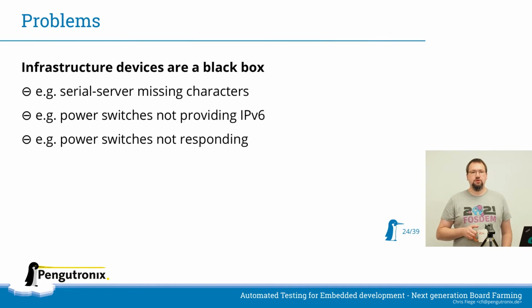Another set of problems is that part of our infrastructure are black boxes. For example, the serial servers. We had a case where we had serial servers that were missing characters. So you toggle the RTS line somewhere in the transition between the bootloader and the kernel. This happens, and even with flow control off, some characters after this toggling of the RTS line are missing. That was mitigated by a firmware fix sometime later.